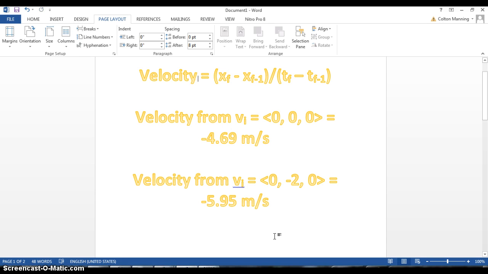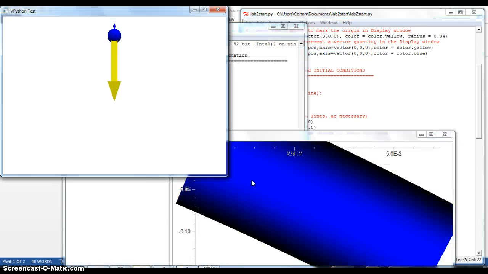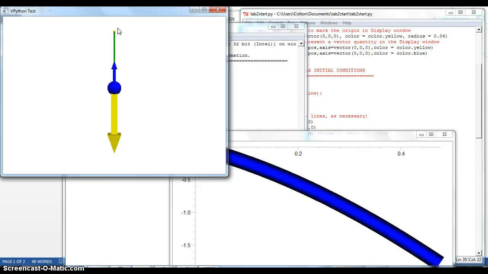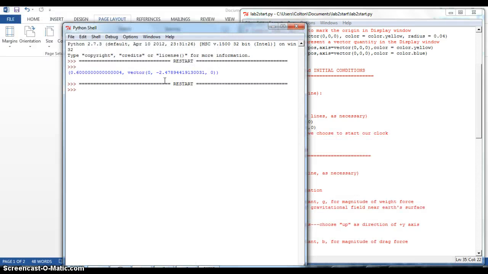We can show this to be true by running VPython one more time and changing the initial velocity vector from 0, 0, 0 to 0, negative 2, 0. The ball is initially moving at a speed of negative 2 meters per second as soon as it starts running. Now, when we model this, we see the ball is moving initially when it starts, and that the drag force at the end is larger than the drag force at the end when we initially just drop the ball from a still position. And when we look at our y component value, we see that it's negative 2.478 instead of negative 1.521. So it is almost 1 meter per second lower than what it would have been when we just dropped the ball from a still position.